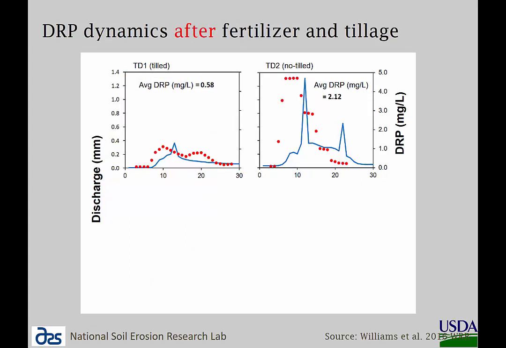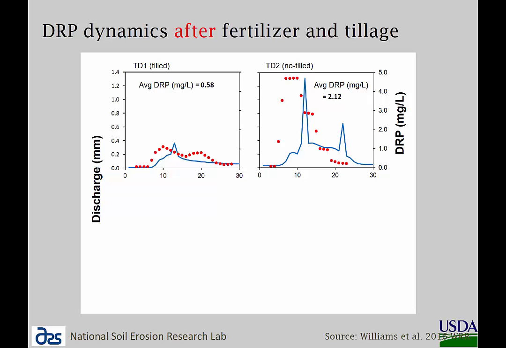Now, let's apply fertilizer to these sites. Again, on the left, here's our tilled site. We applied fertilizer. It's tilled in. It's incorporated. You get a little bump with a flow event. Some dissolved phosphorus concentrations hit a peak.